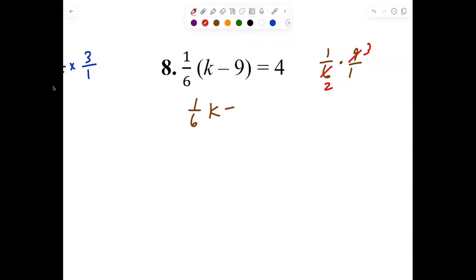3 over 2. Yep. Now what? And then you do minus 4, and then, oh, now you're struggling a little bit, buddy. How do I get rid of a minus 3 over 2? Plus 3 over 2. Yeah, you're adding 3 over 2.